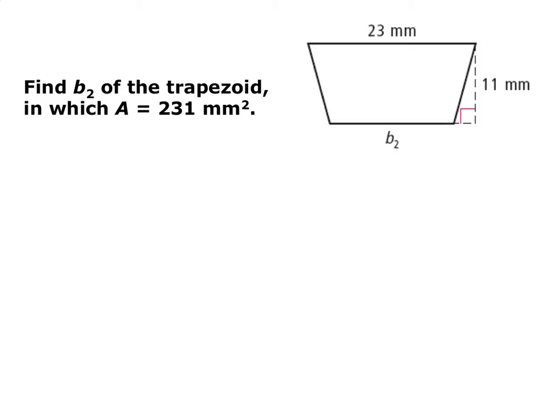Then start filling in what you know from the information. Put that it equals capital A, so you can fill in A, area is 231. Base 1 looks like it's 23. Base 2 we don't know, 11's the height.